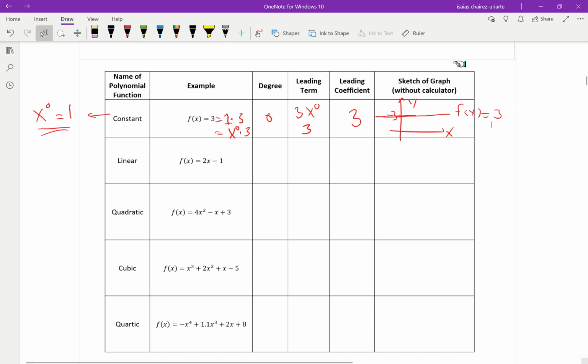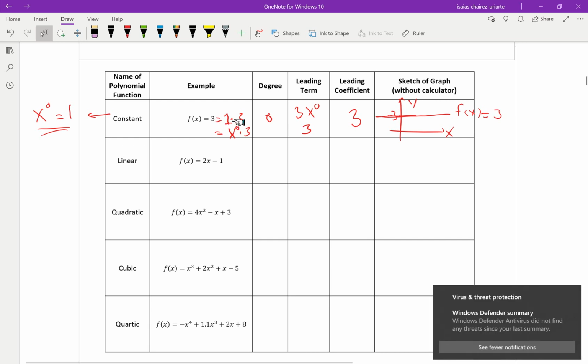So this is the simplest type of polynomial. It's called a constant polynomial. Constant polynomial means that it's a polynomial of degree 0, because x to the 0 turns out to be 1.